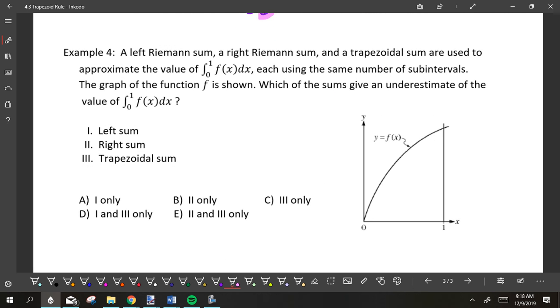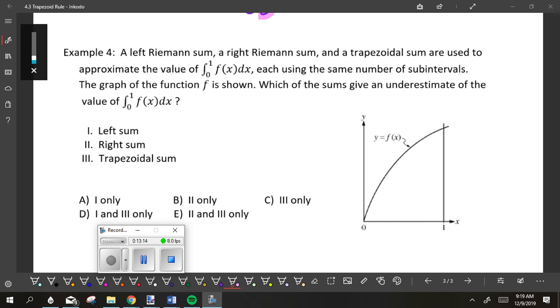Left Riemann sum, a right Riemann sum, and a trapezoidal sum are used to approximate the area under the curve from 0 to 1. Using the same subintervals. Which of the following would give you an underestimate? Talk with your neighbor and go. Show me with your fingers. 1 for A, 2 for B, 3 for C, 4 for D. What you get? Seeing lots of 4s. Let's see if that's true.